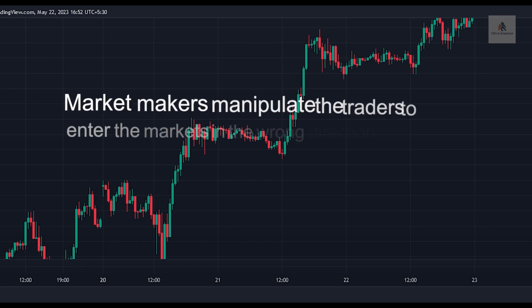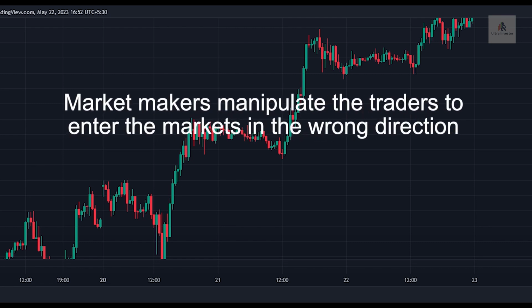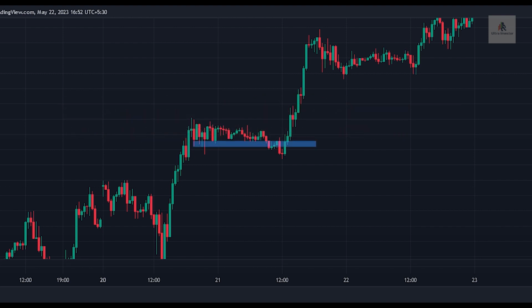Do you know that market makers manipulate the traders to enter the markets in the wrong direction? They do so by grabbing the liquidity. It is done only to increase profits.